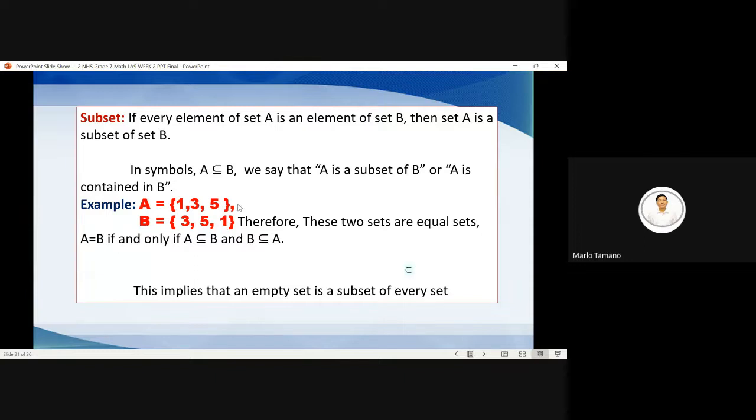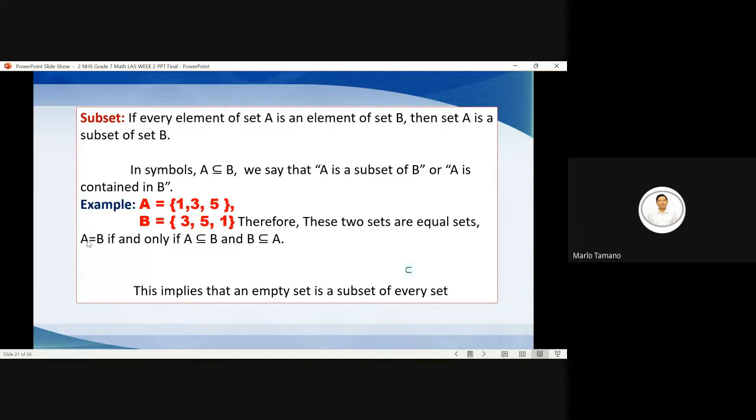Why? The elements of set A are 3, 1, and 5. Pareho po sa set B, 3, 5, and 1. Therefore, these two sets are equal sets. Set A is equal to B. This is the symbol. A is equal to B, or we can say that B is equal to A, if and only if A is a subset of B, and of course, B is a subset of A. Remember, if and only if, they have equal elements. They have the same and equal elements.